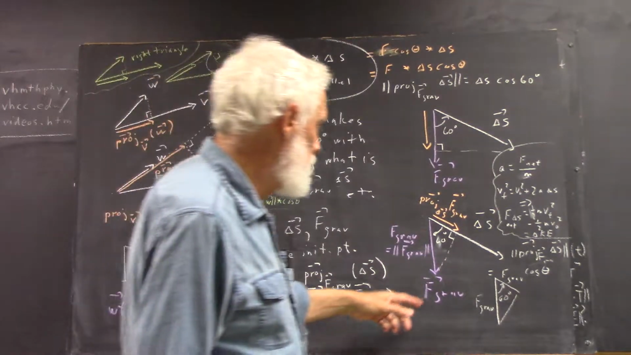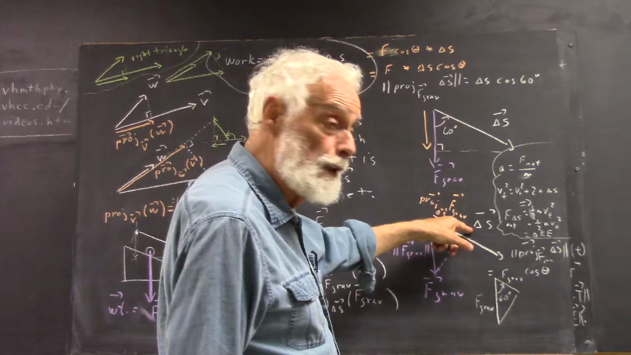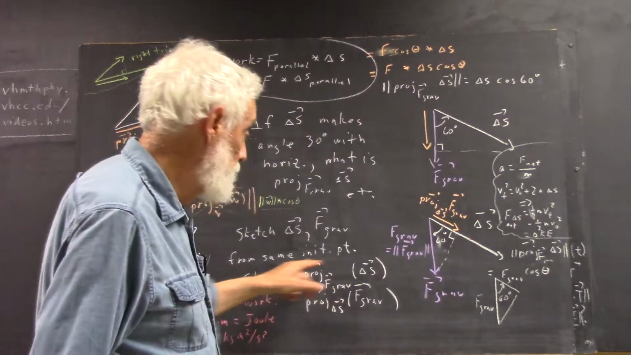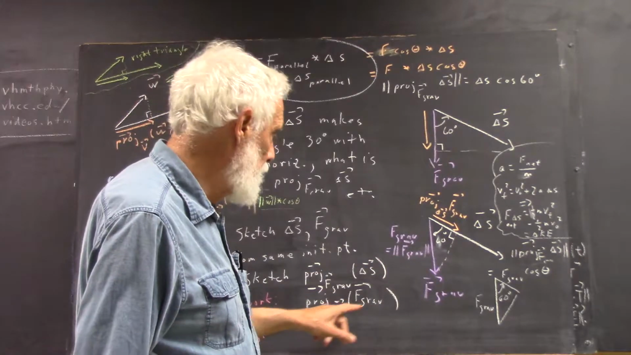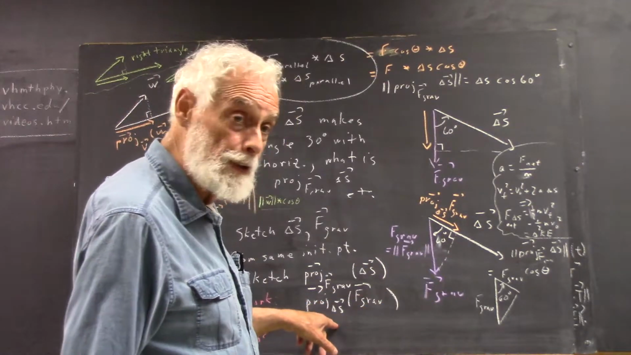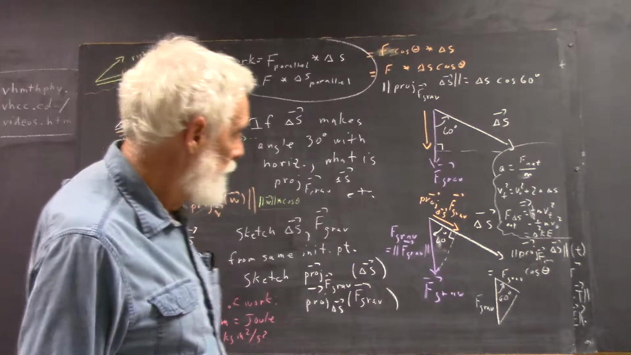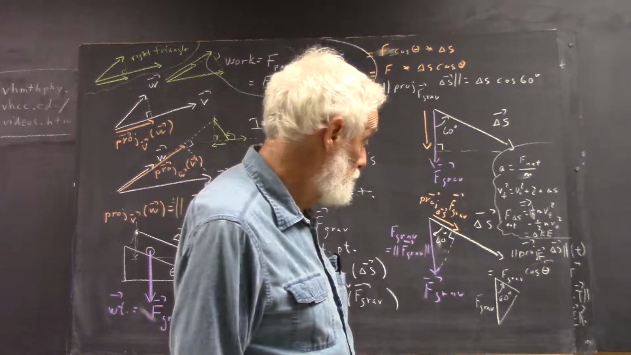So we project F grav onto delta S. That's what this one says, the projection of, sorry, that's the second one. That's the projection of F grav onto delta S. So right there's the picture.